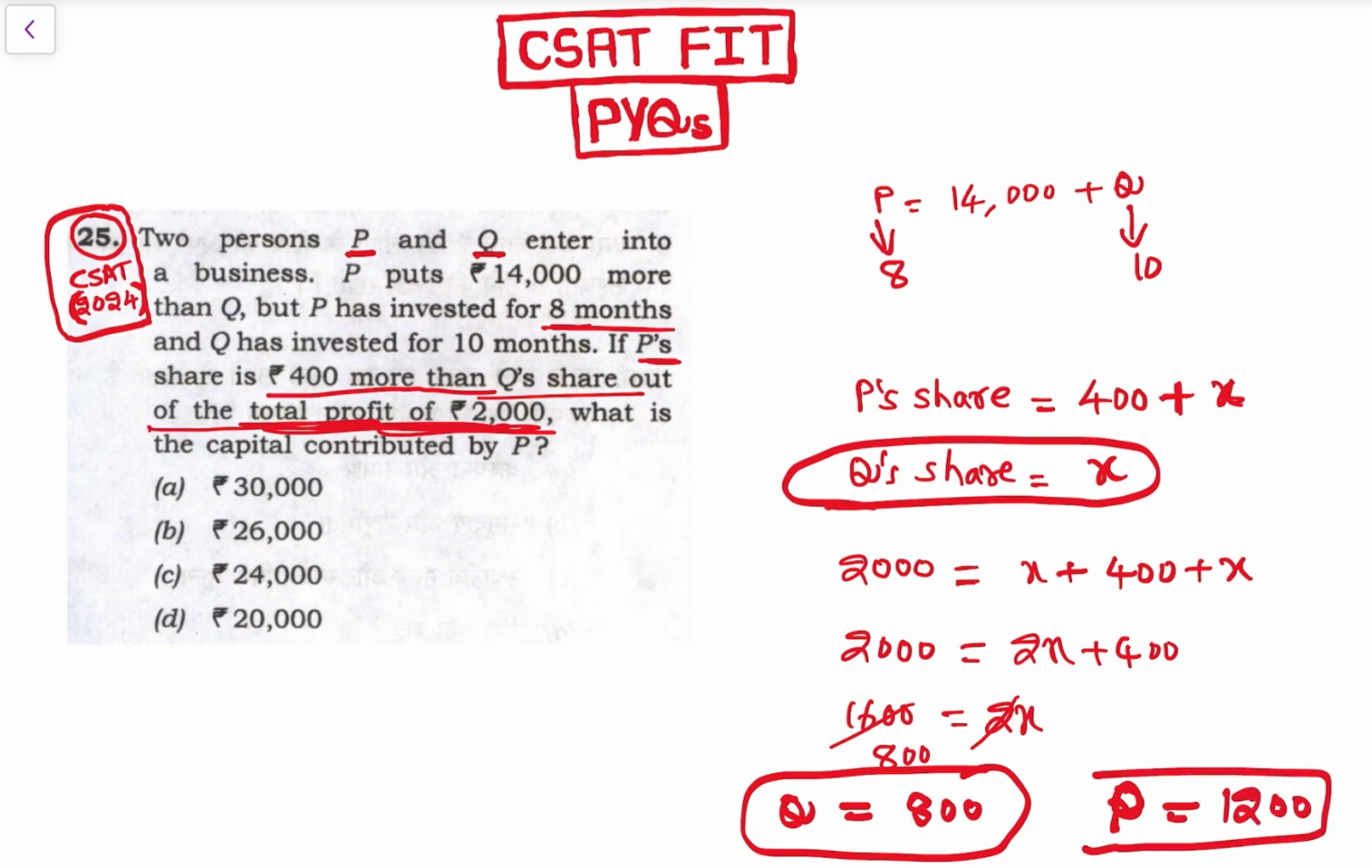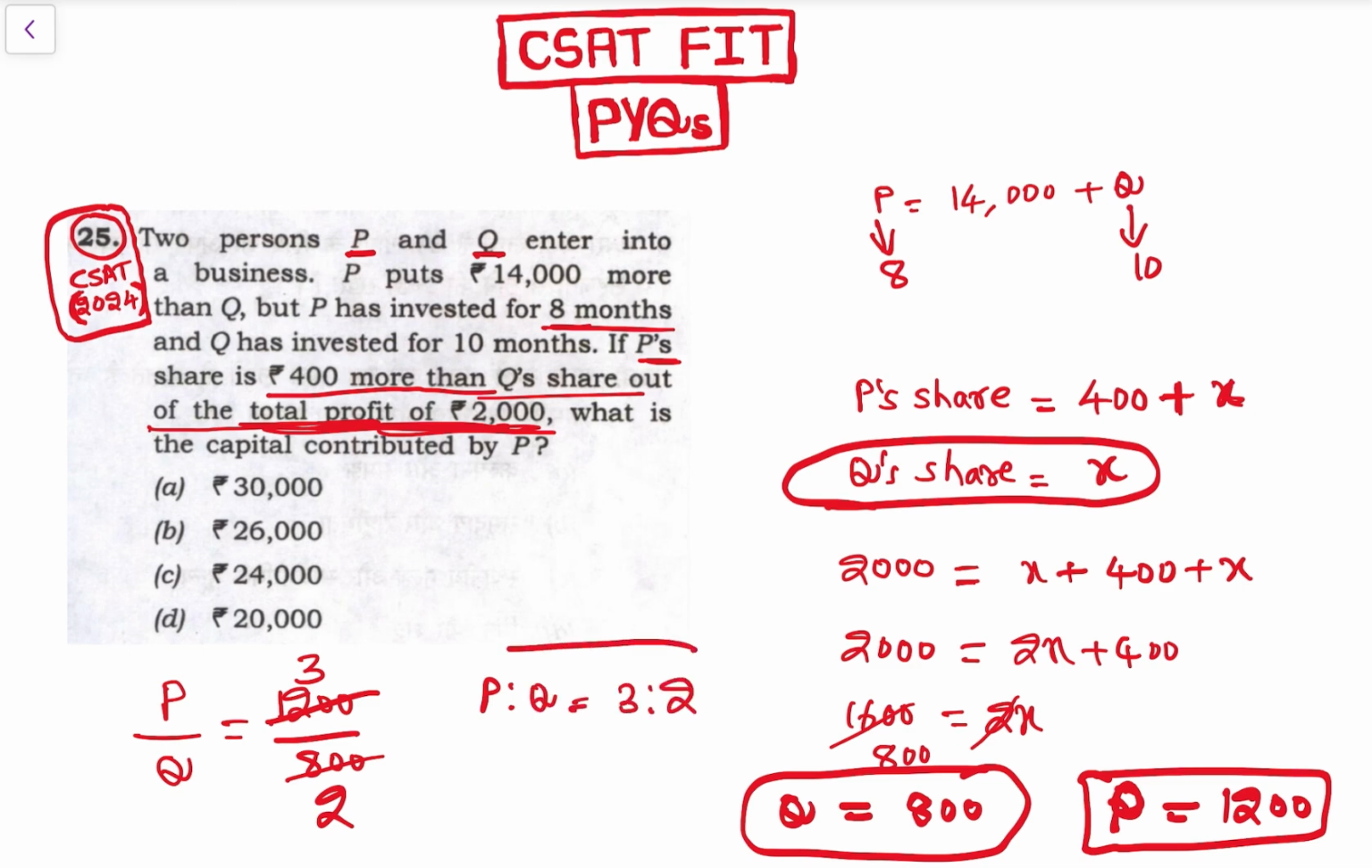So we got the profit ratio. The profit ratio of P to Q is 1200 by 800, right? So this is 400 twos are and 400 threes are. So the profit ratio of P is to Q is 3 is to 2.